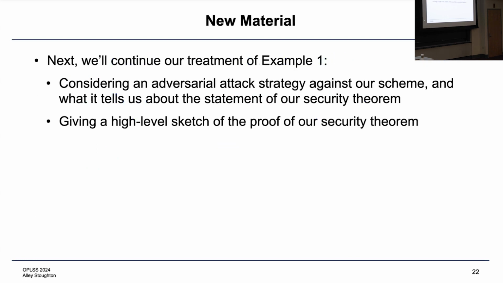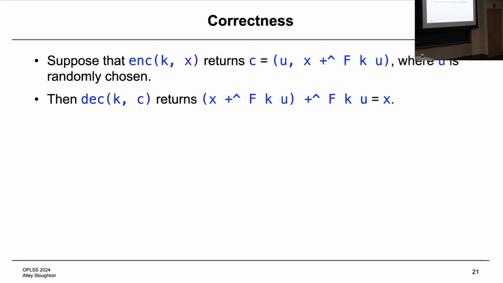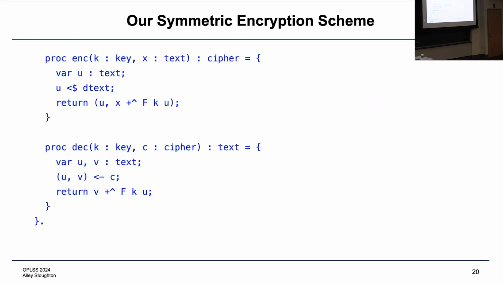Okay, so that's where we were. Yes? Why does the encryption function return the random number also? So why does it return U also? Yeah, because if you think about it, when you try to do decryption, suppose we just had the V, then we can't actually figure out what to exclusive OR with. We need the U as well. That's a good question.